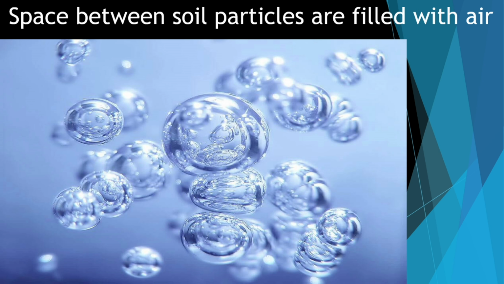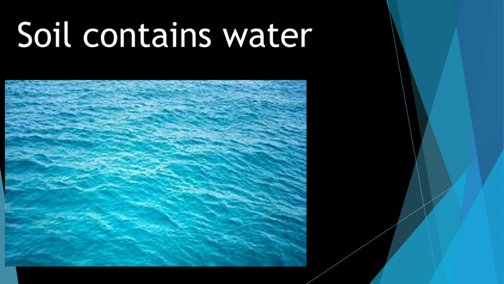So the next composition of the soil is air. The spaces between the soil particles are filled with air. You can see these bubbles, which is nothing but air. Roots of plants and other living things in the soil use this air to breathe. So next, let's move on. The last composition of the soil is water. Soil also contains water that is used by plants.